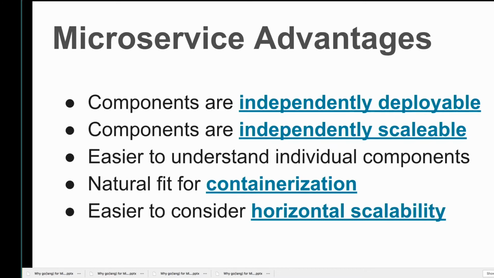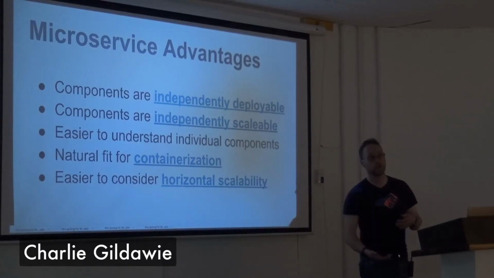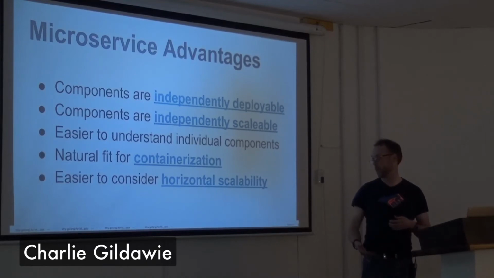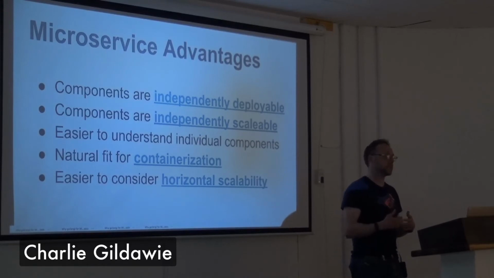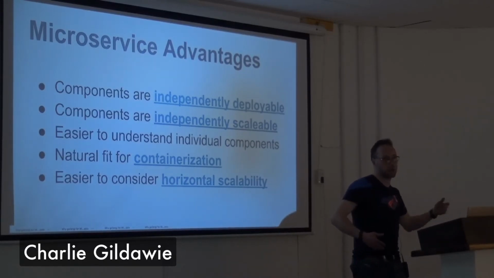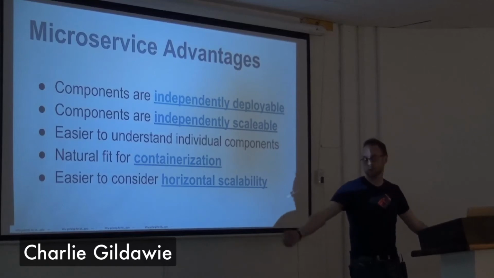And it's a natural fit for containerization. When you've got tiny individually deployable components, it's a lot easier to think about sticking them in a Docker image, for example, or running them on a container platform. And all of that put together means that it's a lot easier to take advantage of horizontally scalable systems. If you have a lot of computers, but maybe they're not very big, that's okay, because all of your services are small, and you can run lots of copies across all those different computers.